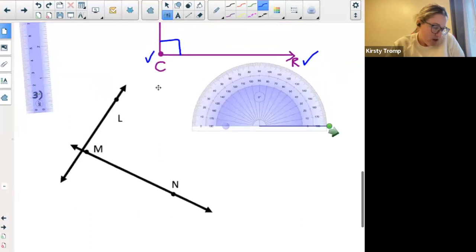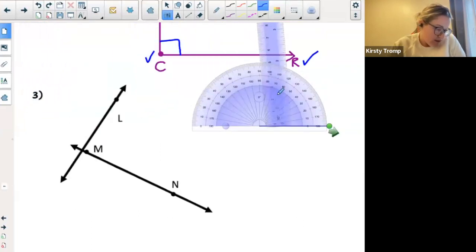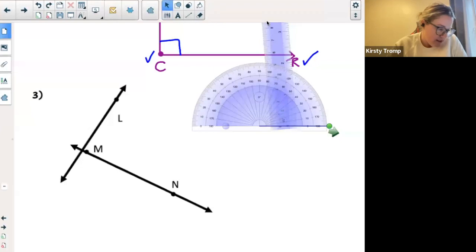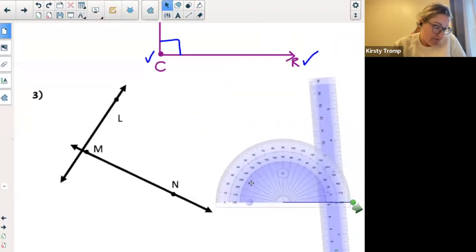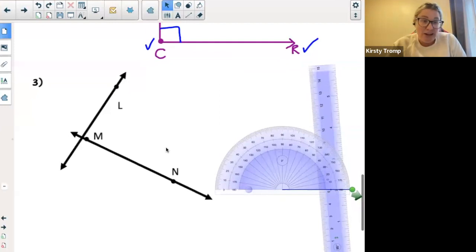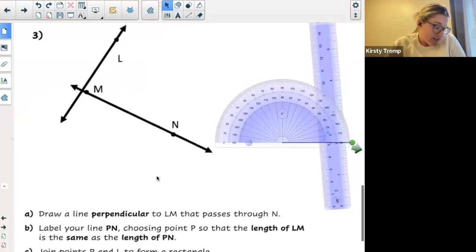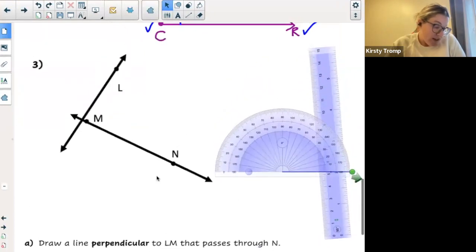Okay. Last question for this section before we move on to circles for the night. So let's have a look at our last question for this section. The first thing we've got here is a drawing. That's what the drawing looks like. I've got an L, an M, and an N. It says, A, draw a line that's perpendicular to LM and that passes through N. So draw a line perpendicular to LM that passes through N.